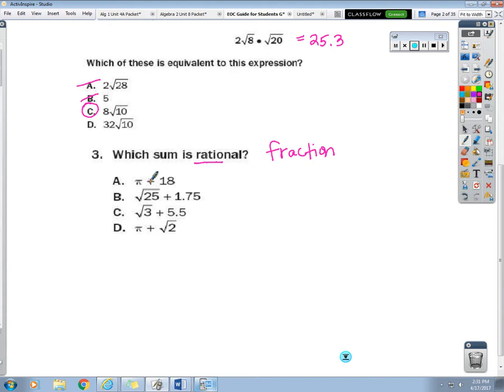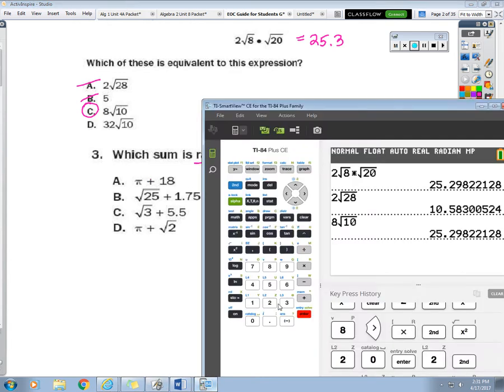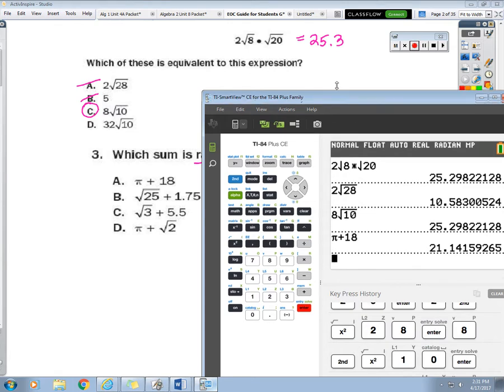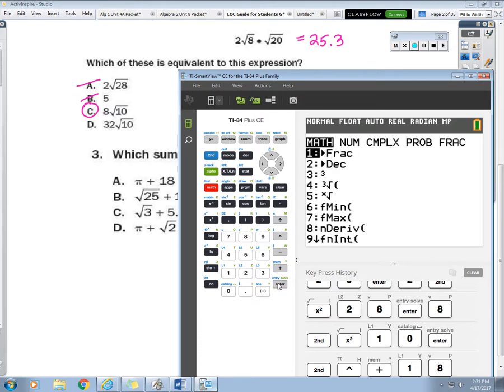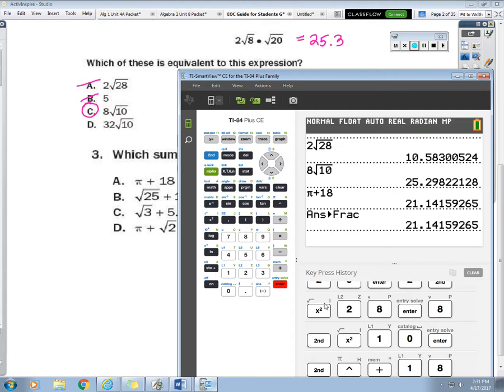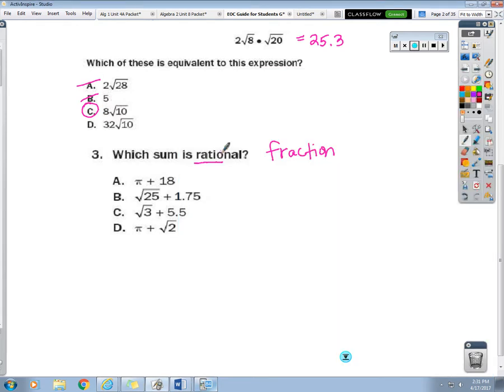So, in your calculator, where's the pi button? Look, right over here below clear, see it above the arrow? To get to it, you have to hit what first? Second, and then there's pi plus 18. Is that a fraction? Can you make it a fraction? How would you attempt to make it a fraction? Go to math, and then fraction, and then hit enter. Did it become a fraction? Which means it is not rational. You can't make it a fraction, so it's not rational.